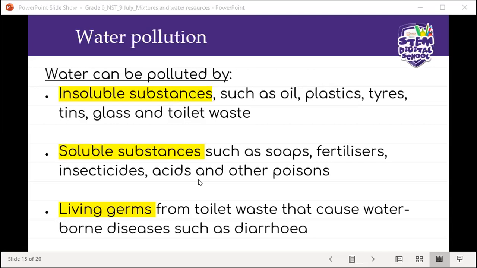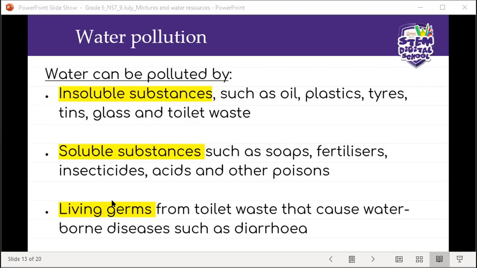So guys, the three main categories of pollutants are insoluble substances, soluble substances, as well as living germs. That is why I highlighted them. If you are asked for examples, then you can say oil, plastics, sewage, as well as domestic waste. Please remember these things: insoluble substances, soluble substances, as well as living germs.